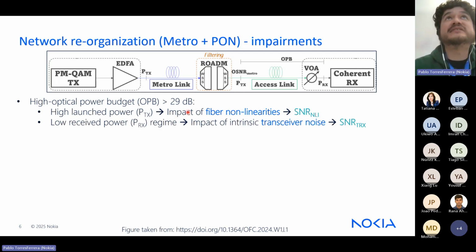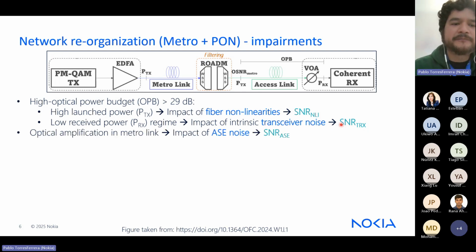Another characteristic that was not typical in a metro link or long haul system, which were always amplified, is that here at the receiver side we arrive with a very reduced power. Here we represent the splitting ratio by a variable optical attenuator. And then at this point we have low optical power. In this case, the intrinsic noise of the coherent receiver also starts to count, which, I repeat myself, was not the case for typical metro networks. And then we also have the transceiver noise, which is no longer negligible.